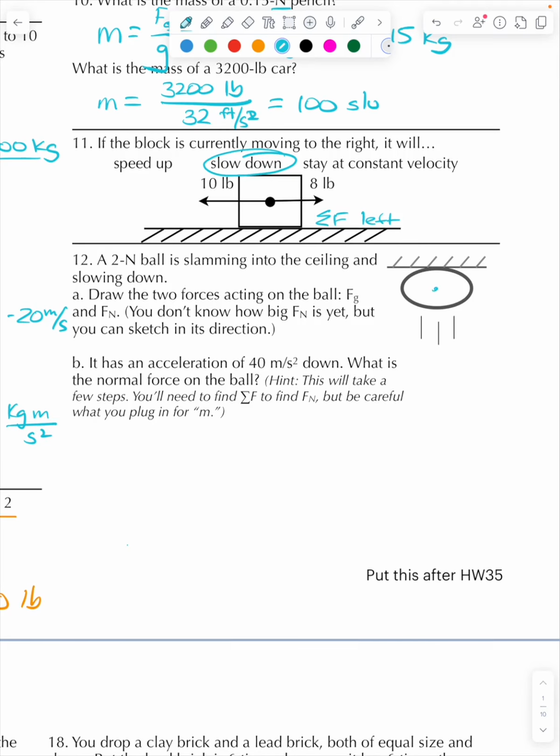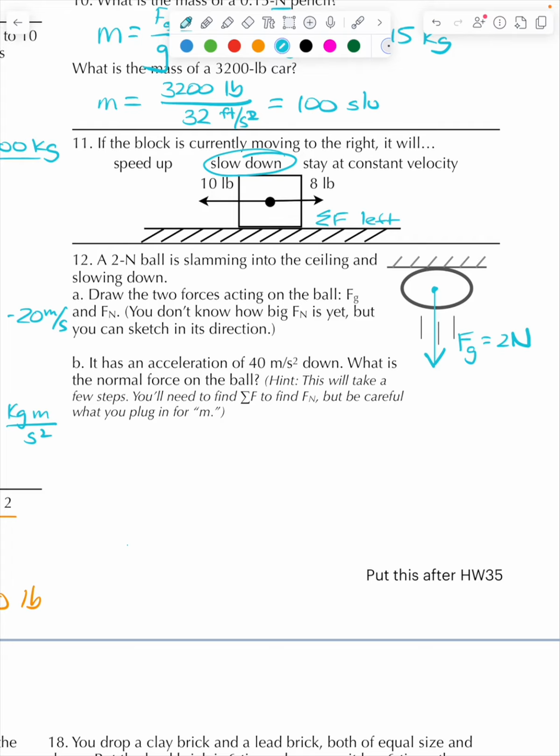So the weight is always how hard the earth is pulling down on it. So there is the weight. And we were given that it's 2 newtons, so we'll go ahead and fill that in. Okay, that's weight. It's always pointing towards the ground. That's F sub g. Now, let's think about the normal force.